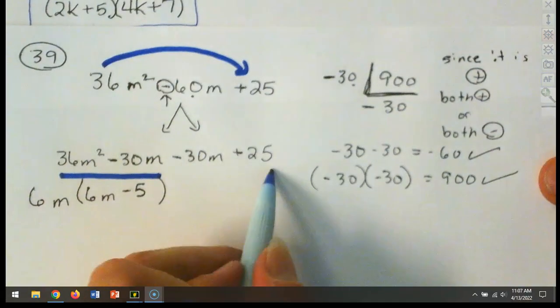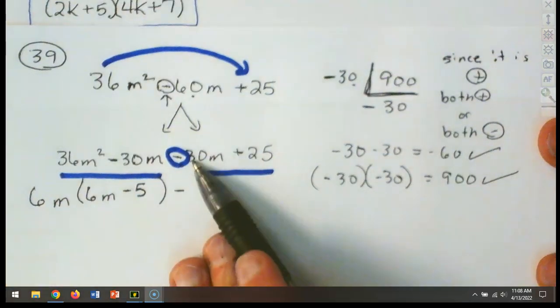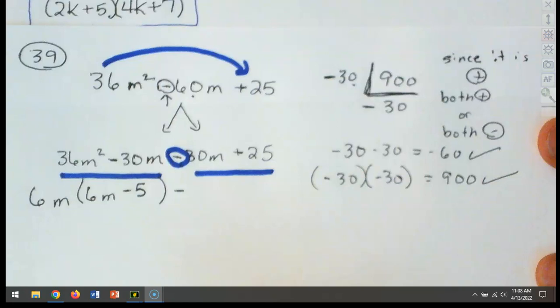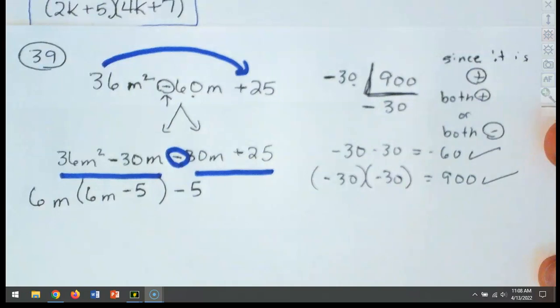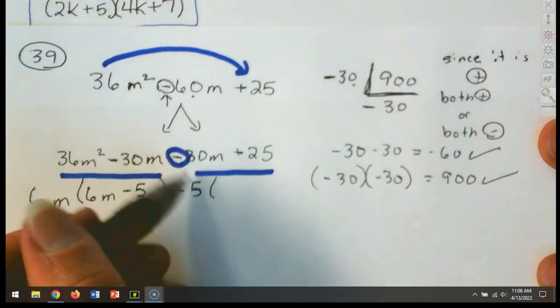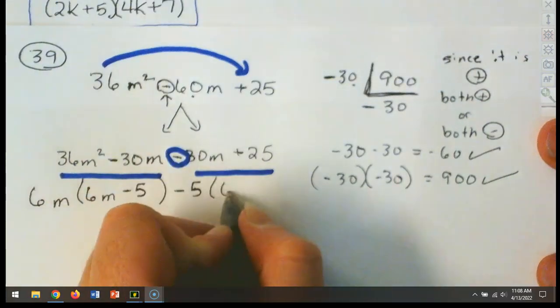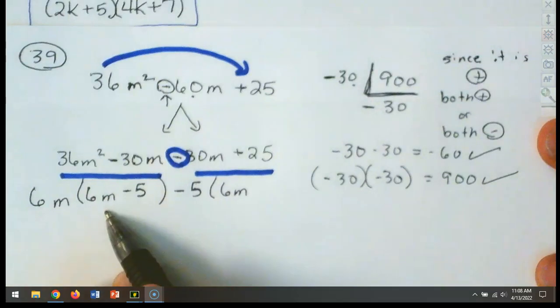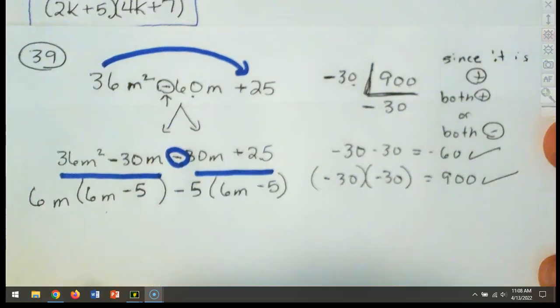Next two pieces, it begins with a negative. If it begins with a negative, factor out a negative. Then we have a 30 and a 25. What do they have in common? 5. So we're going to take out a negative 5 because it begins with a negative. Now what's left over? Negative 30 divided by negative 5. Negative and negative makes it a positive, and 30 divided by 5 is a 6m. They're matching. That's what we want. 25 divided by negative 5, that leaves you with a negative 5.